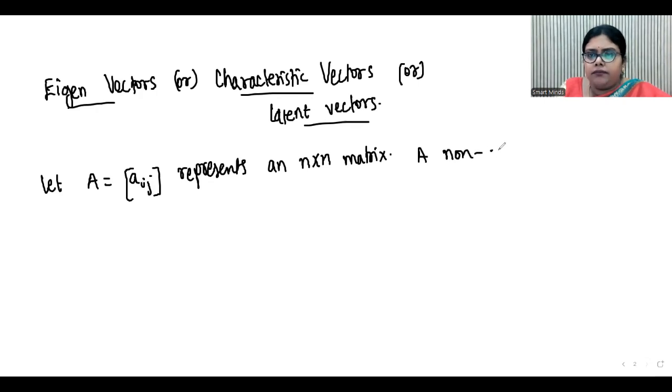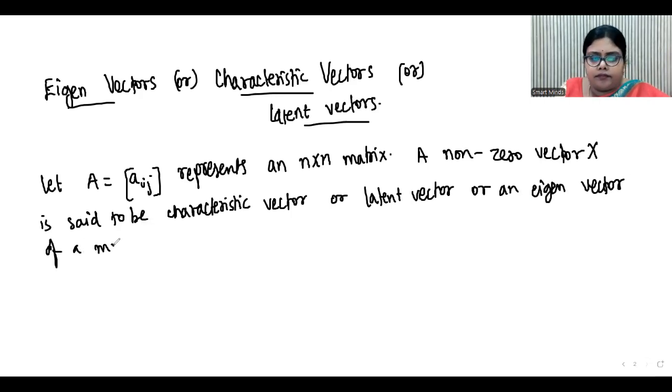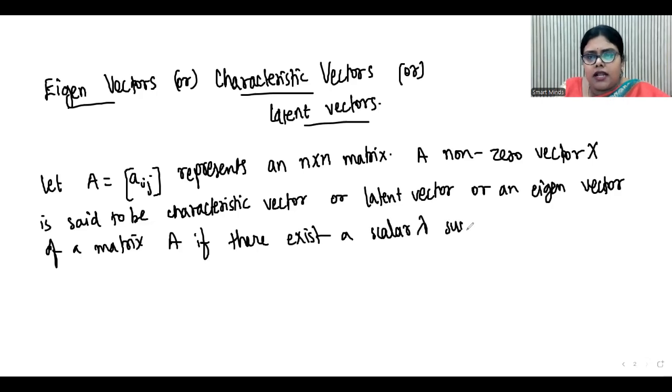So a non-zero vector x is said to be characteristic vector or latent vector or an eigenvector of a matrix A if there exists a scalar lambda such that Ax is equal to lambda x, where x and A are matrices and lambda is a scalar. Lambda is nothing but eigenvalue.